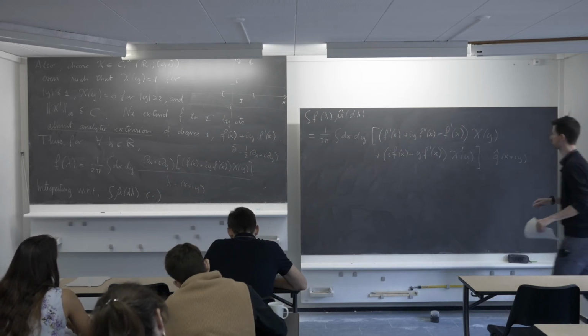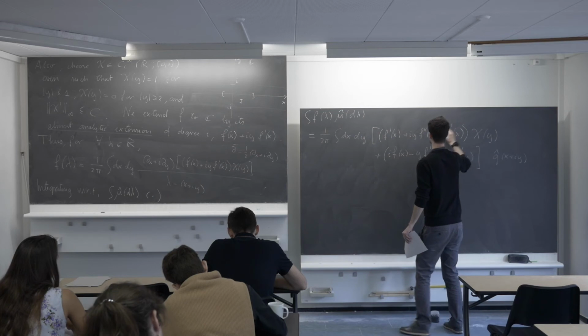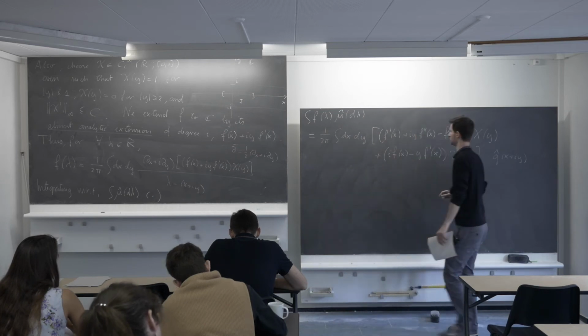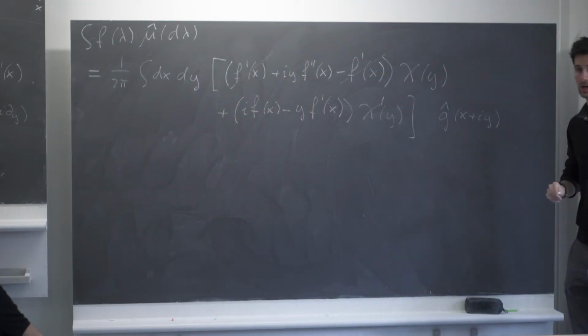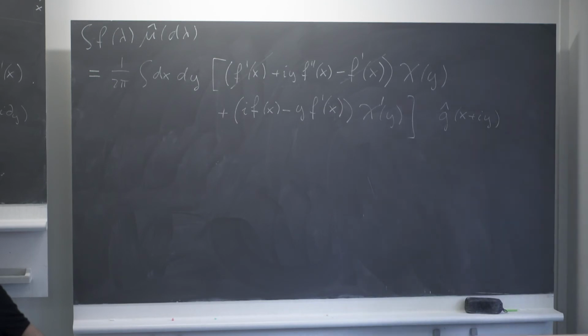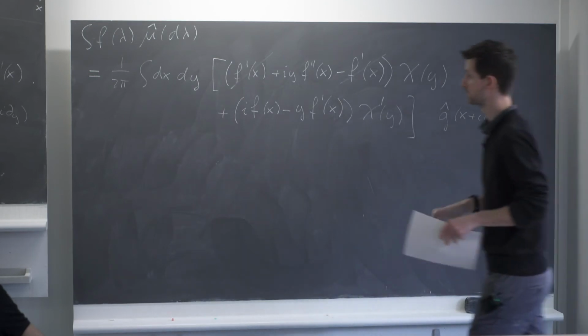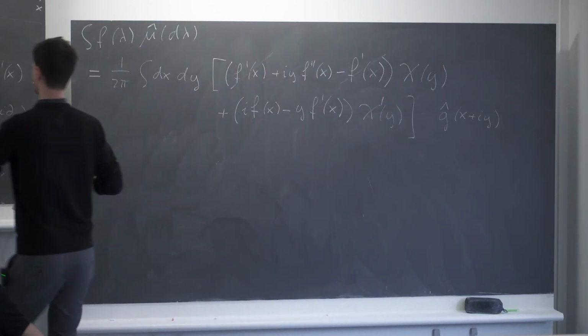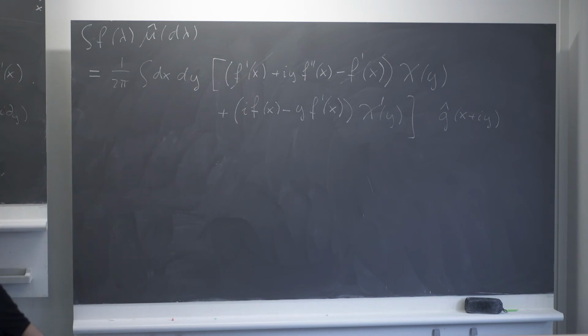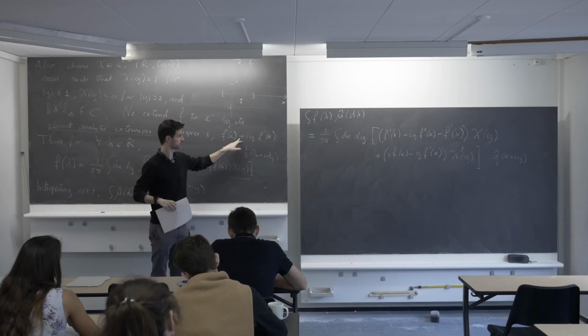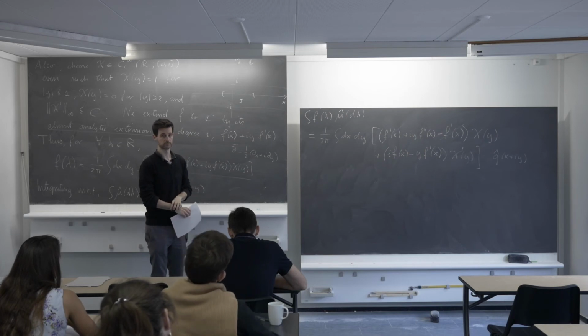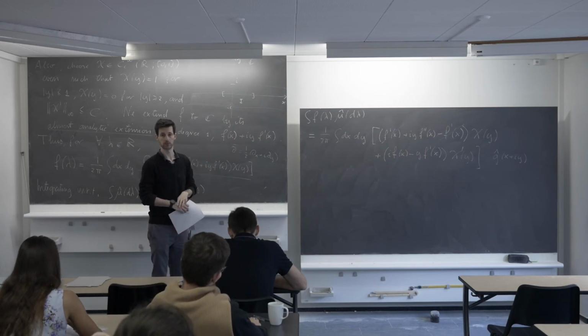And now you notice an important cancellation. These two terms cancel. And this is not a coincidence. This is precisely coming from the fact that we chose the correct extension, we chose the almost analytic extension, which is responsible for this cancellation. So this is an instance of the Cauchy-Riemann equations, if you wish.